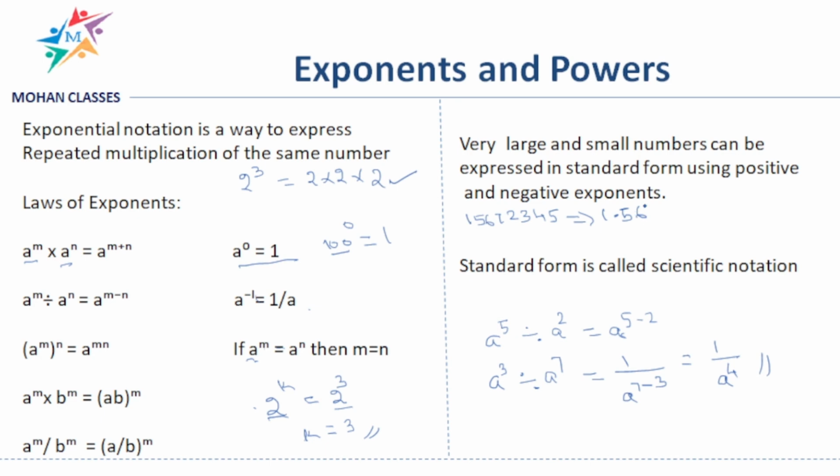5, 6, 7, 2, 3, 4, 5 into 10 to the power of 7. How many places have we moved to convert the whole number into a decimal? 7, right? 1, 2, 3, 4, 5, 6, 7. So by converting the whole number into a decimal, this is called the standard form or scientific notation of this very large number. What about a very small number?